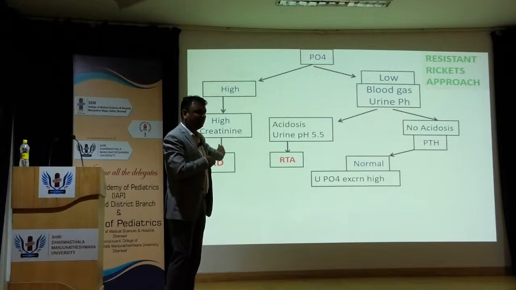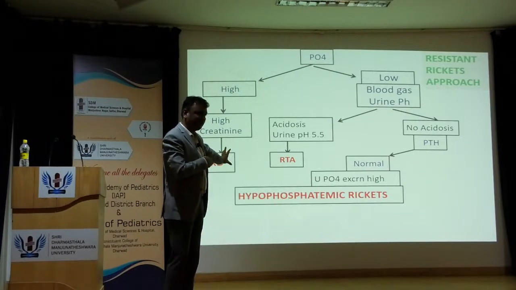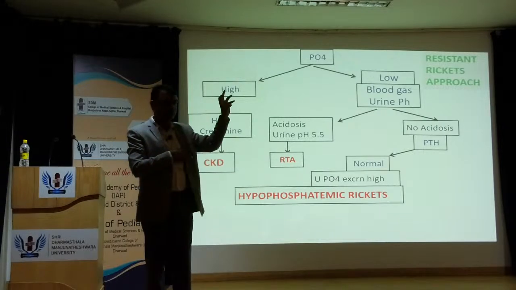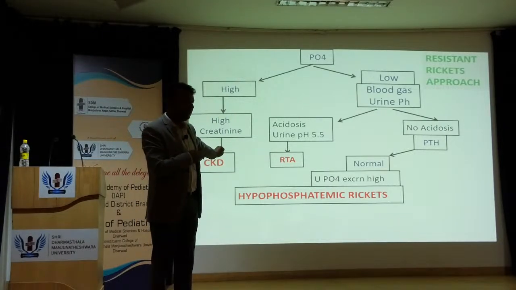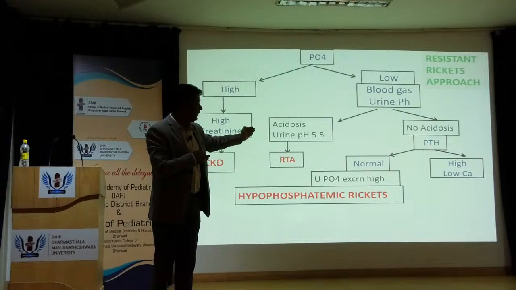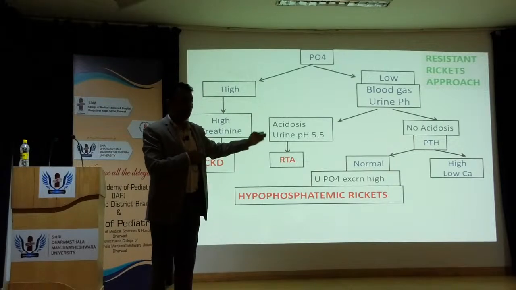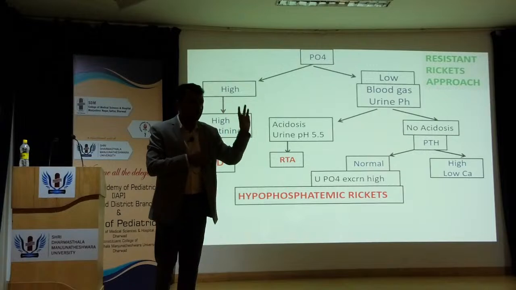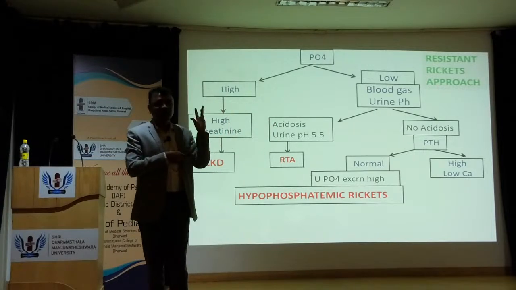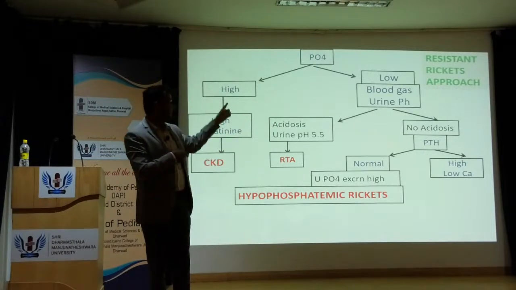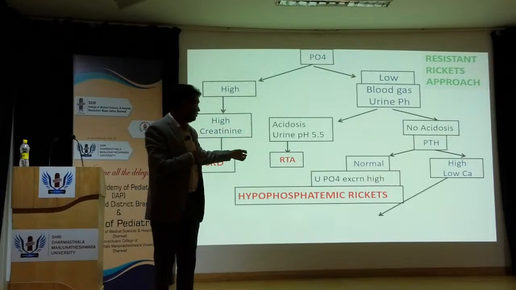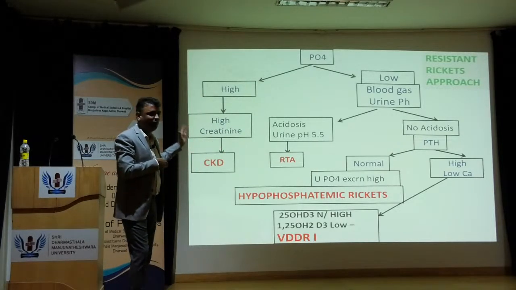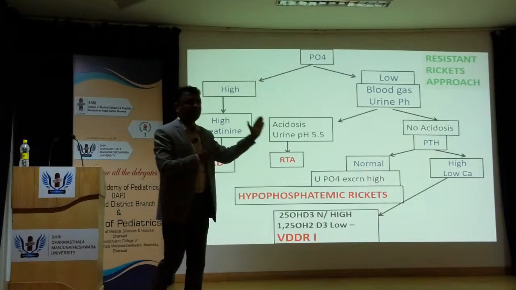Go for renal phosphate excretion, and if renal phosphate excretion is high and tubular reabsorption is low, label them as hypophosphatemic rickets. If PTH is high and calcium is low, we know this is calciopenic rickets. Either it could be vitamin D deficiency or vitamin D resistant. So we have labeled it as resistant. So we directly jump into two diagnoses, either vitamin D dependent type 1 or vitamin D dependent type 2.